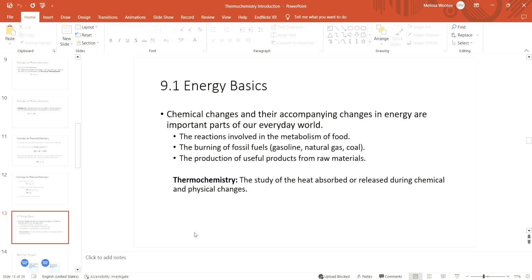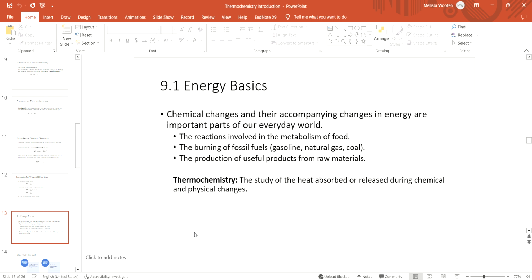So energy basics. We're going to dive right in. Chemical changes and their accompanying changes in energy are important parts of our everyday world. There's another Canvas assignment. That's a discussion board post about everyday examples of thermochemistry. I did make some tweaks to it if you've already seen it. There's a few typos in there. But these are some examples you can talk about in that discussion.